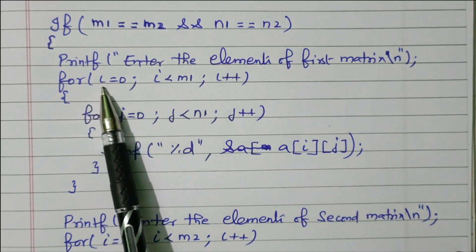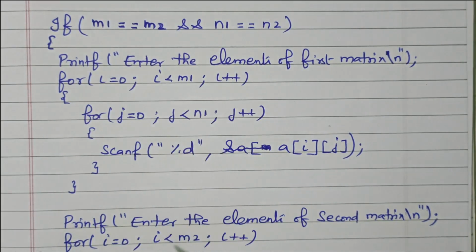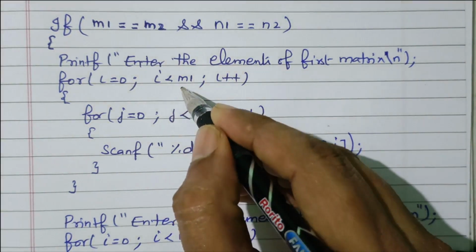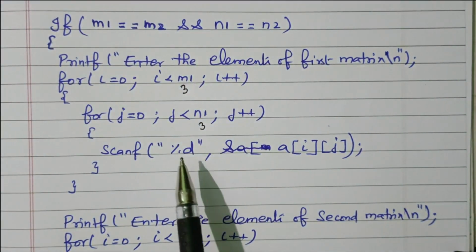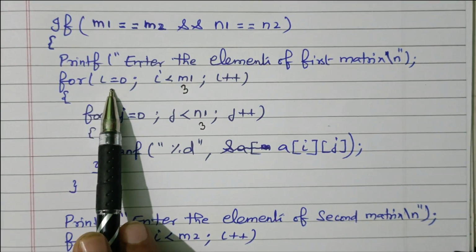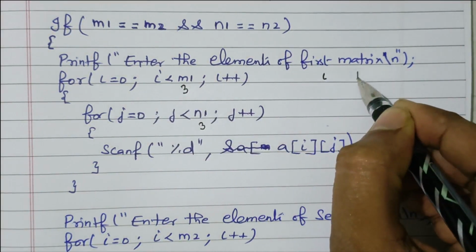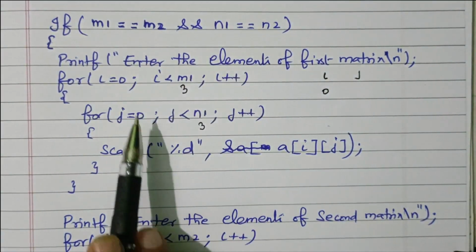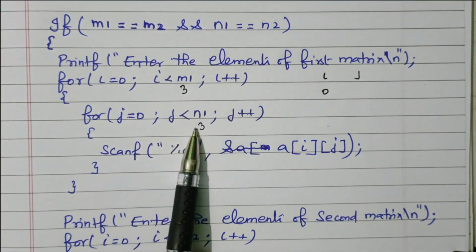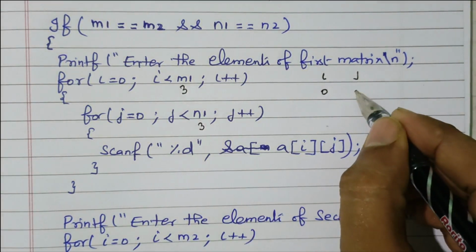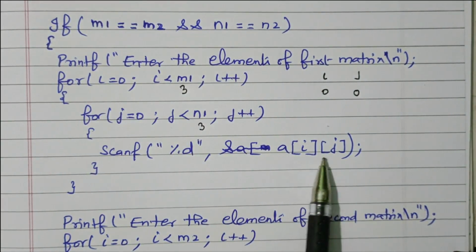For that we are using one for loop. For I equal to 0, I less than M1, I plus plus. We already decided that this m1 value is 3, this n1 value also 3, right? So first we open the outer loop, I equal to 0, I less than 3, I plus plus. So initially the I value is 0, right? Then it will go to the inside. Inside we have another loop, j equal to 0, j less than 3, j plus plus. So now j also 0. Now user will enter one data that is stored in A of 0 0.